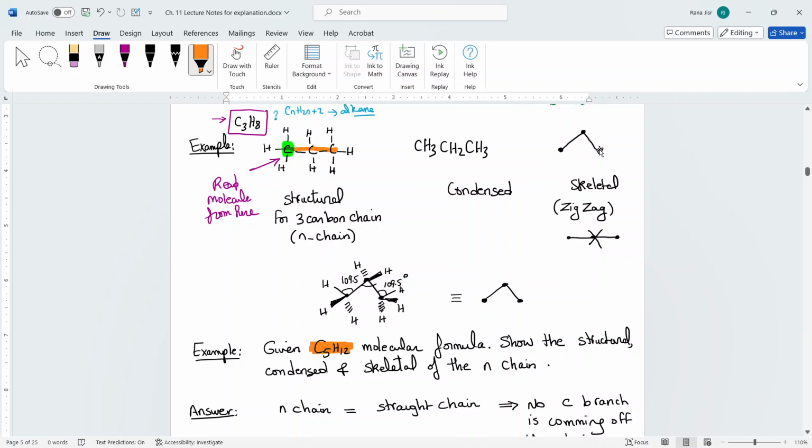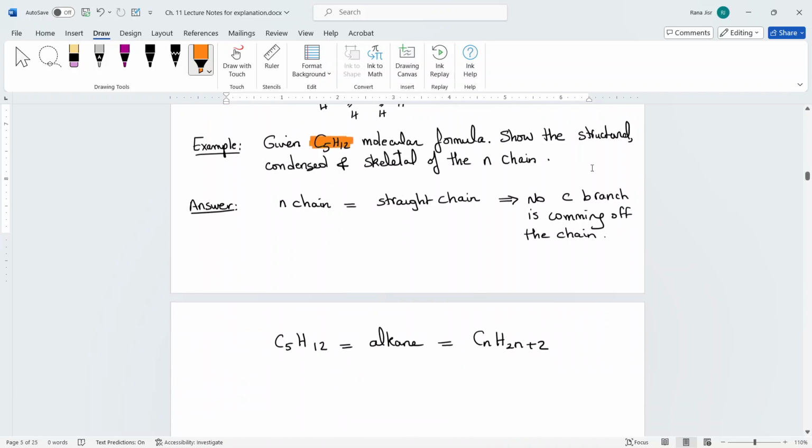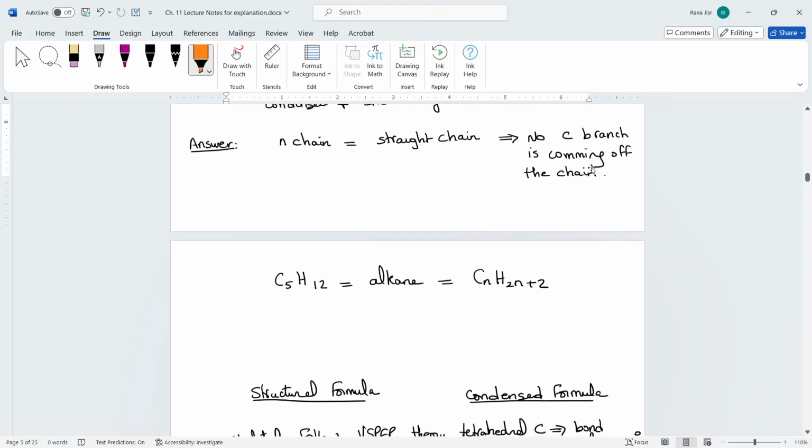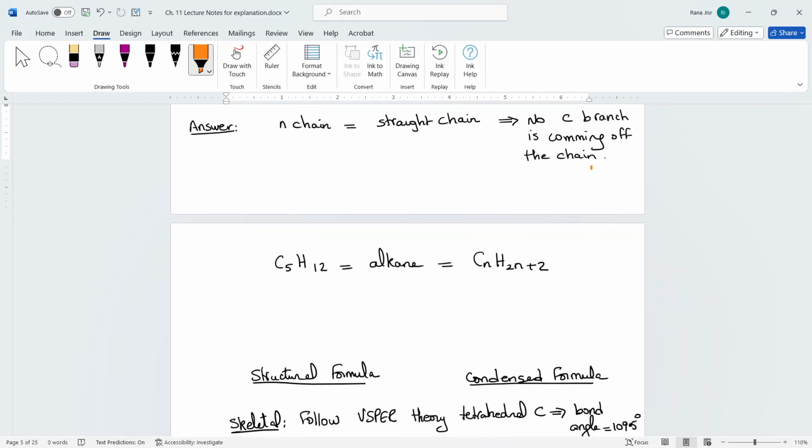An n-chain is a chain that has no carbons coming off it, meaning that there are no branches coming off it. So normally the skeletal chain is considered to be an n-chain if there are no carbons coming off that chain. So we call it kind of like a straight chain, but it is not straight. So let's start with evaluating C5H12. It follows CnH2n+2, so this is going to be an alkane. Alkane means that all the carbons are going to be bonded to hydrogens by single bonds.